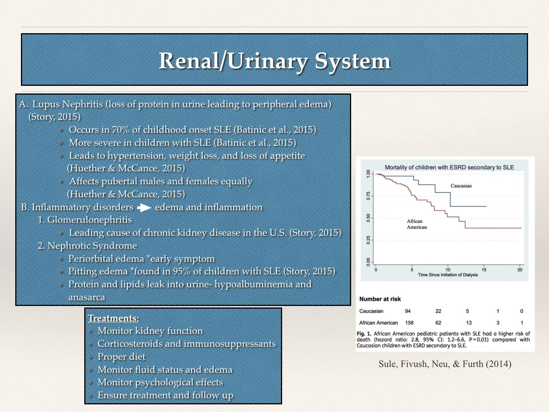The diagram on the right shows Caucasian and African American children, and it's highlighting that the African American children with end-stage renal disease have a higher mortality rate than the Caucasian children with lupus and end-stage renal disease. Treatment includes monitoring the kidney function, corticosteroids and immunosuppressants, eating well, monitoring the fluid status, addressing the psychological effects, and then ensuring treatment and proper follow-up.